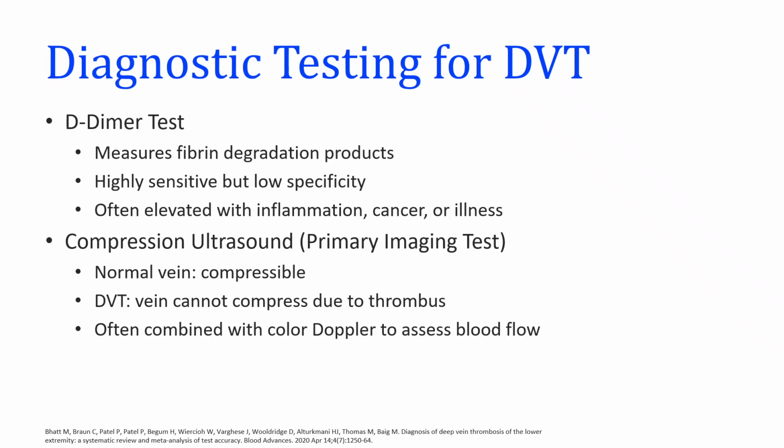The primary imaging test for DVT is compression ultrasound. In a normal vein, the vessel should collapse with probe pressure, indicating it is compressible. However, when a thrombus is present, the vein will not compress, which helps confirm the presence of a clot. Ultrasound is often combined with color Doppler to evaluate blood flow within the vein.